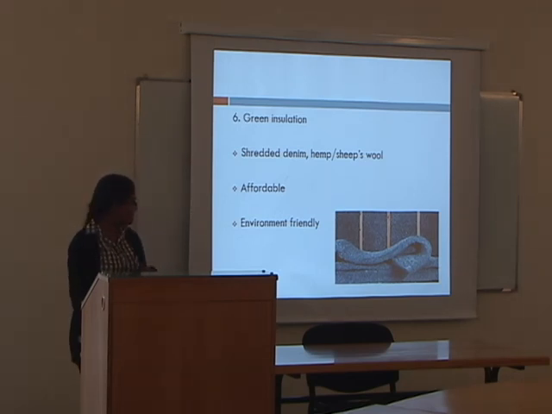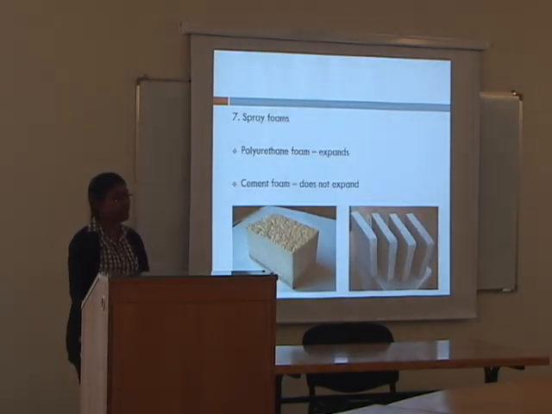It has been shredded and they've used it for insulation. The other form is spray foams. Spray foams are of two types, that is polyurethane and cement foam. Polyurethane does not usually expand when applied. These foams are applied under high pressure on ceilings or wherever insulation is being used.